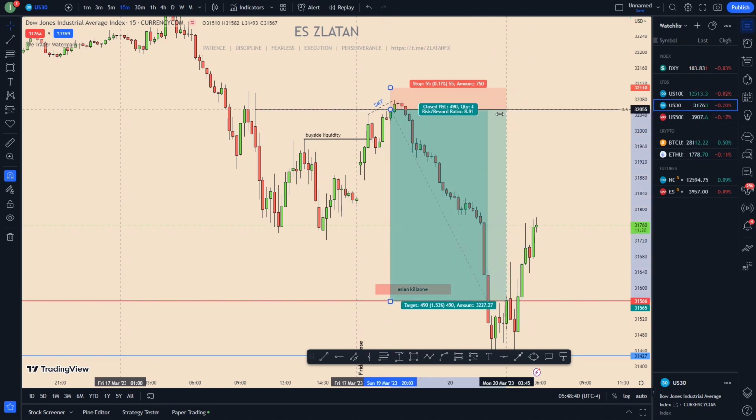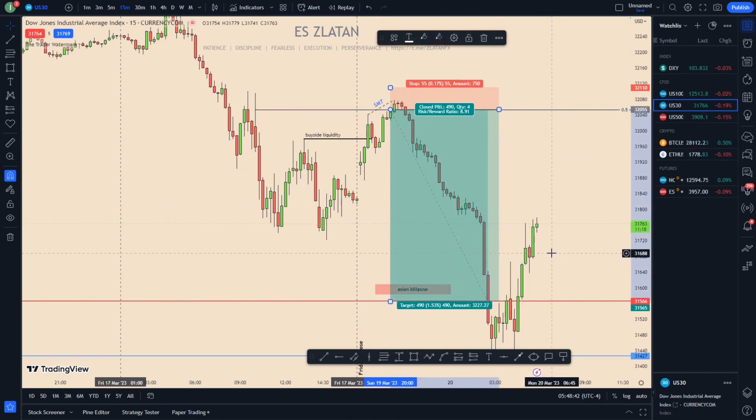I didn't hold for the full target. Why? Because this is Monday, anything can happen, so I just played it safe. I went for this low hanging fruit. My first partials was inside the gap, and my second TP was this sell side liquidity right here.